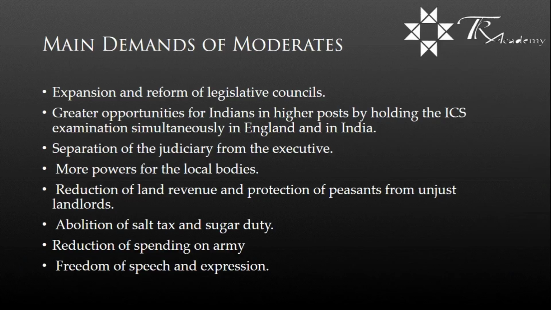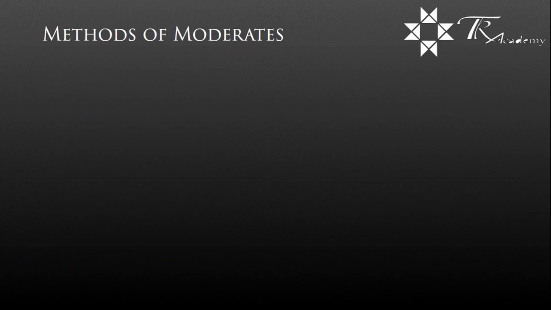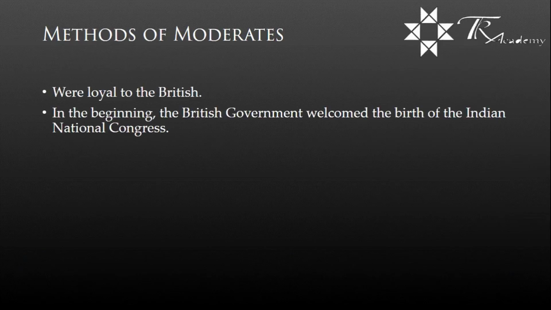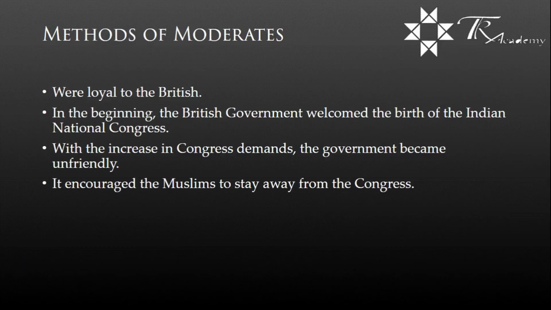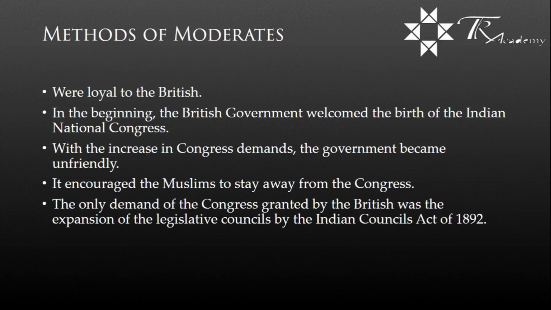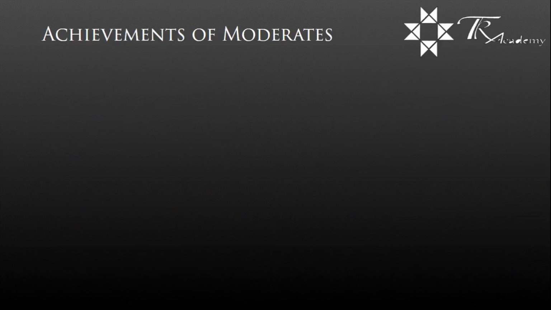Let's see about the methods that these Moderates took. They were loyal to the British. In the beginning, the British government welcomed the birth of the Indian National Congress. With the increase in the Congress demands, the government became unfriendly. It encouraged the Muslims to stay away from the Congress. The only demand of the Congress granted by the British was the expansion of the Legislative Council by the Indian Councils Act of 1892. So let's see what achievements the Moderates got.